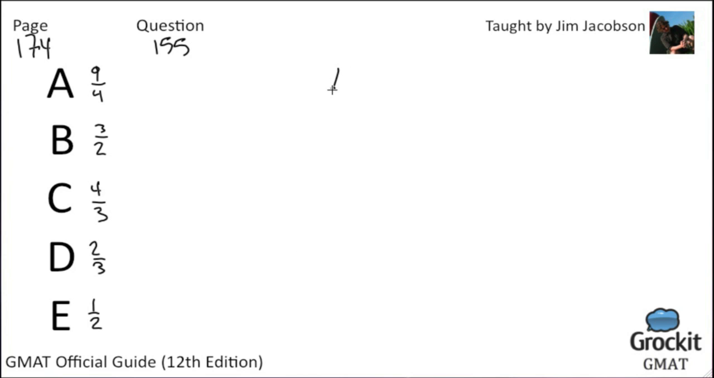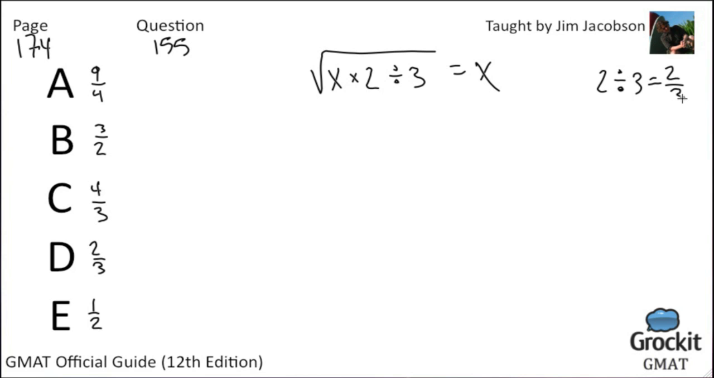So we have x, and we multiply it times 2, and then we divide it by 3, and we take the positive square root of that whole thing, and that equals x. And of course, 2 divided by 3 is the same thing as 2/3. And so this is really the square root of 2/3 x. Square root of 2/3 x equals x.